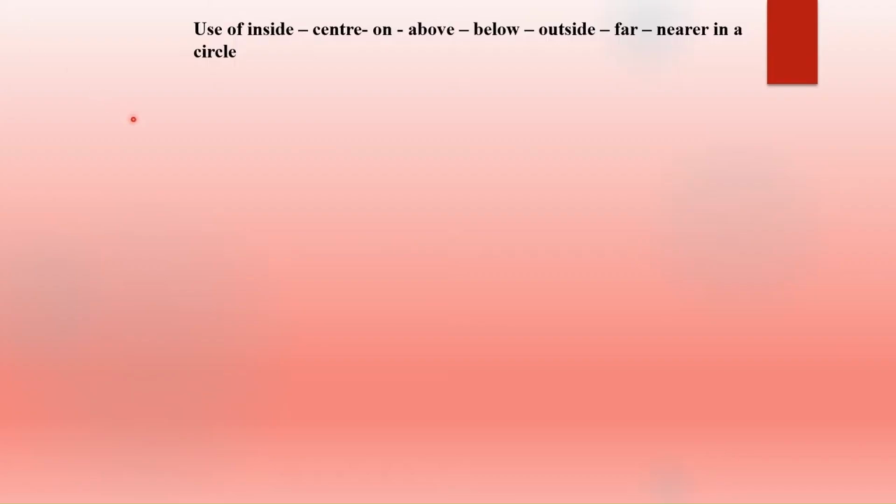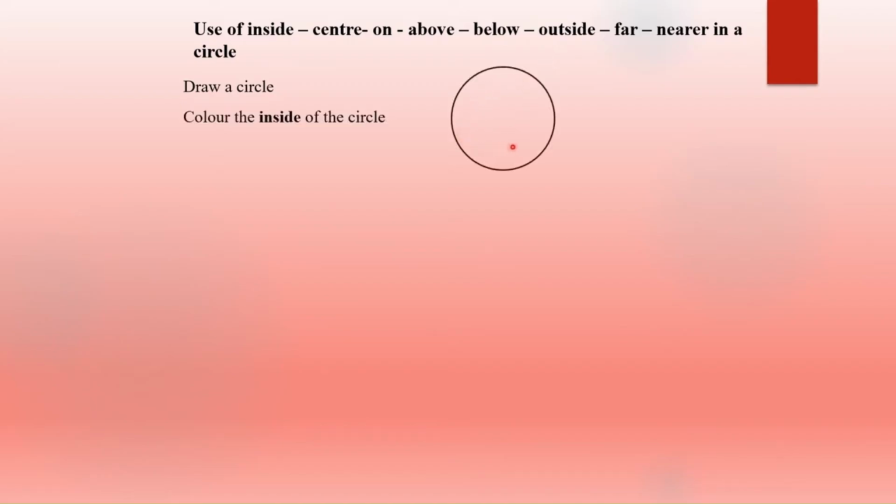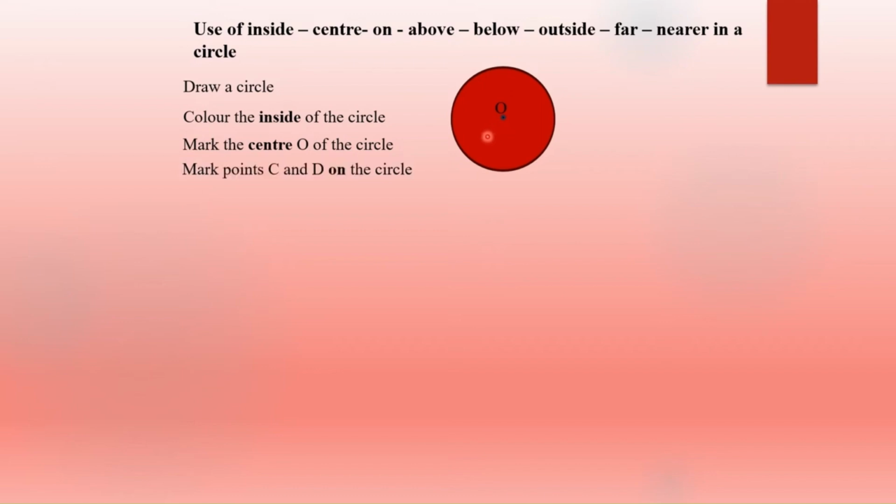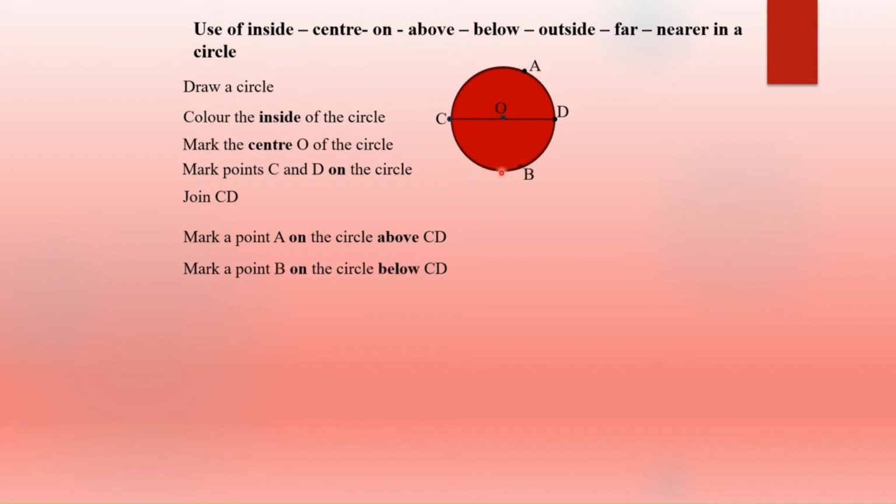Now let's see how these position words are used in mathematics. You have learned so many position words so far. Let's make use of all these in the example which I am going to show now. Draw a circle, then color the inside of the circle, then mark the center O of this circle, mark points C and D, one mark here and here, C and D, join CD, mark point A on the circle above CD.